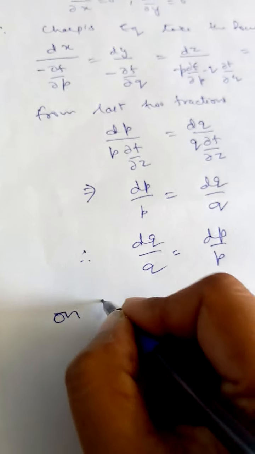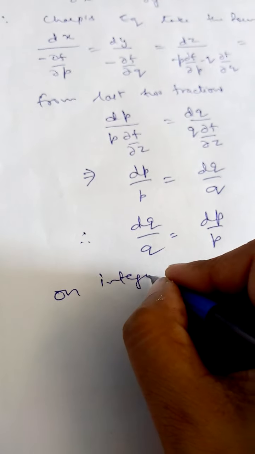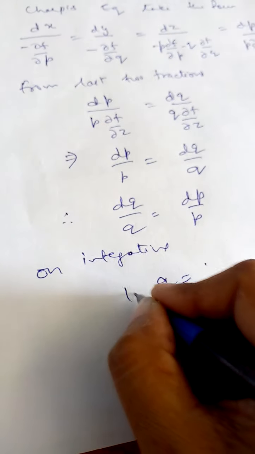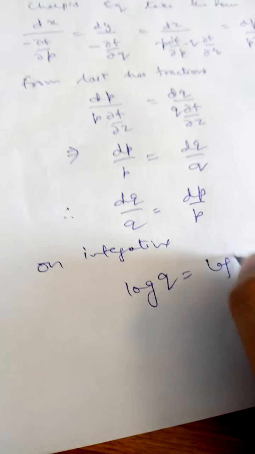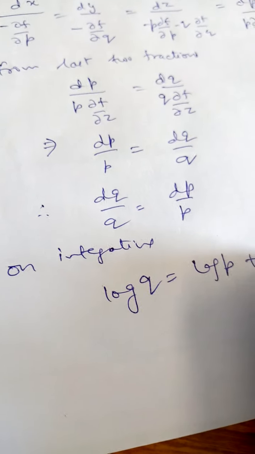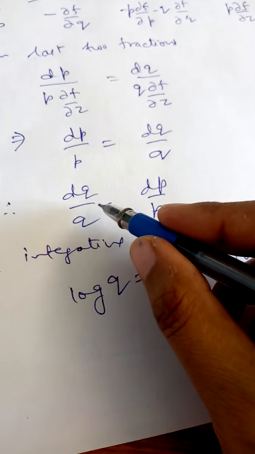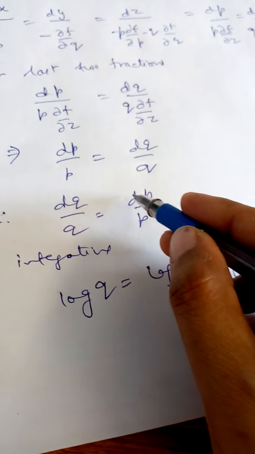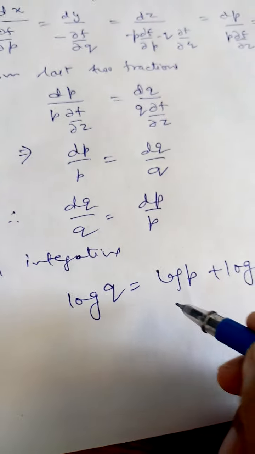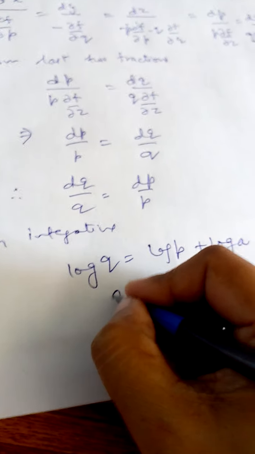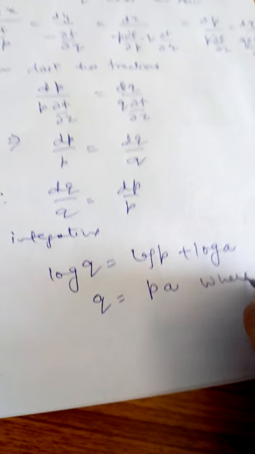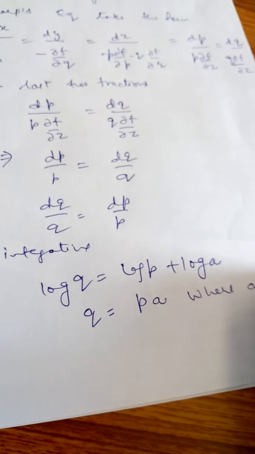On integrating, what we get here is log of q is equal to log of p plus log of a, because it is 1 by q and 1 by p. So integration of 1 by q with respect to q is log q, and integration of 1 by p with respect to p is log p. So we can write this equation by eliminating log. It will be q is equal to a into p, where a is an arbitrary constant.